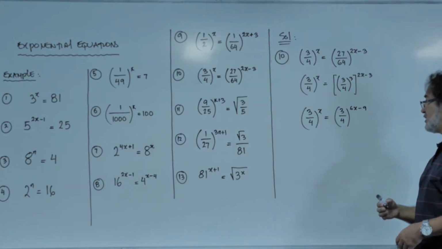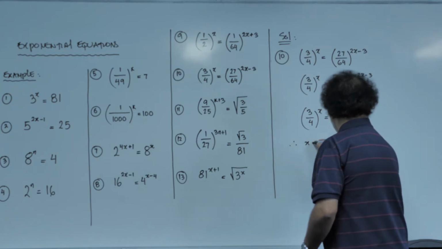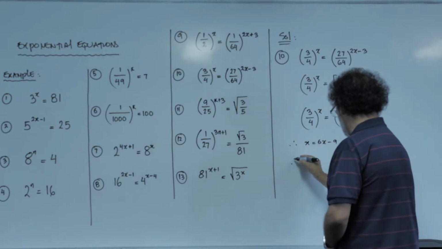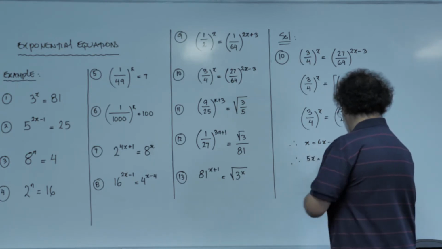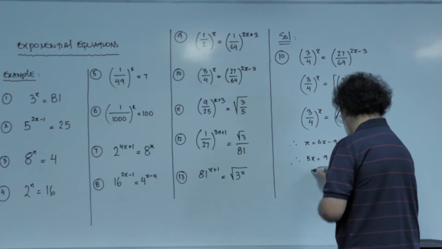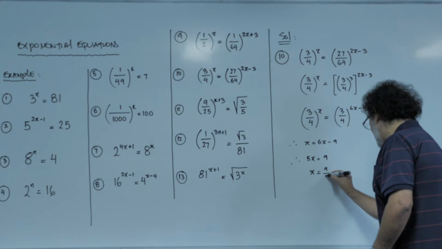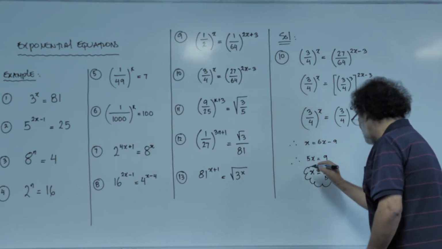And then we can say, well, therefore, x is equal to 6x minus 9. Okay, so therefore, we're going to say that 5x is equal to positive 9. So therefore, x is equal to 9 over 5. All right, happy with that?